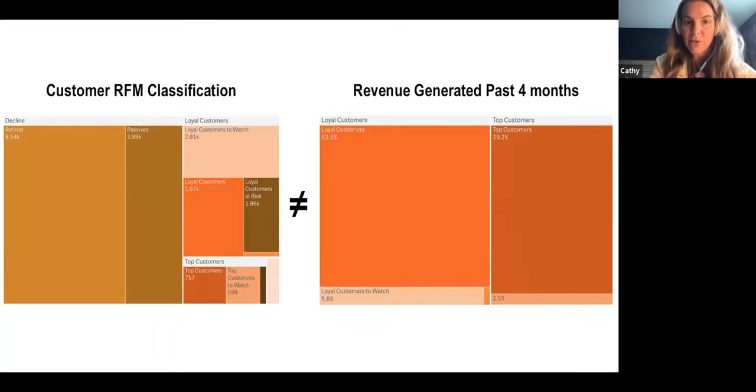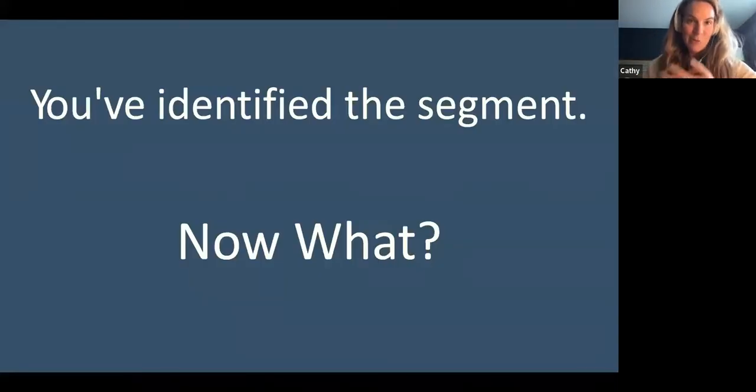And you're drilling down into the loyal customers. But then when you look just specifically at the revenue generated by those loyal and top customers in the past 4 months, look at the outsized performance of those. Yeah. So Kelly, you've identified, talk to us about how you approach identifying customers at risk, and what you do about it once you know who they are.